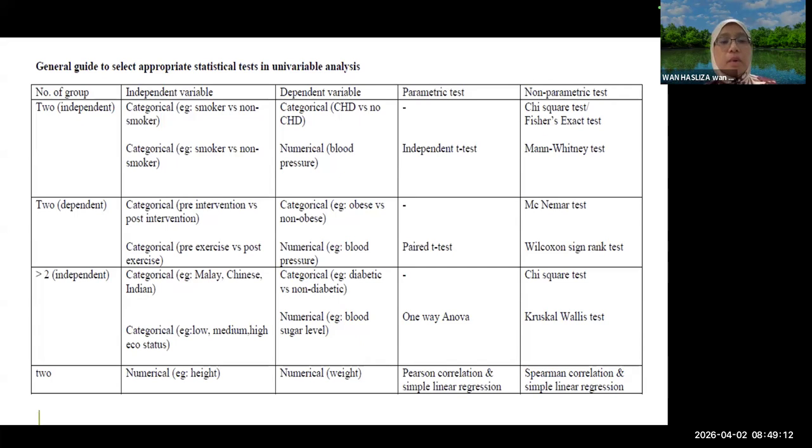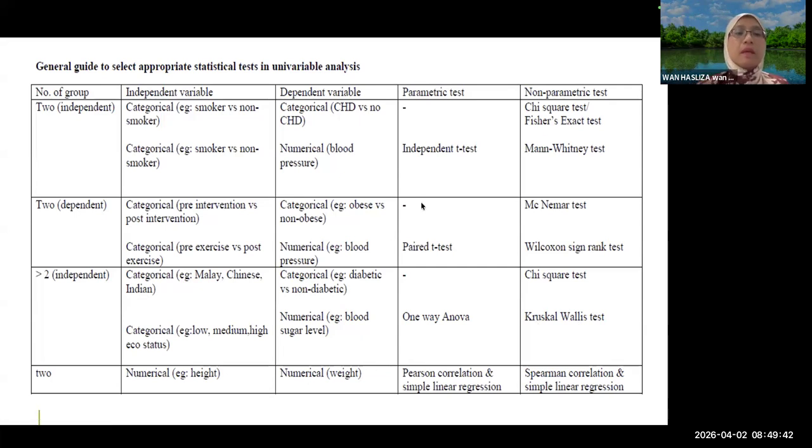Okay. I have more than two groups: Malay, low, medium, high economic status. I have three categories. And then my dependent is blood sugar level, which is numerical. So I have to use now one-way ANOVA. If my data is non-normal distribution, I have to apply the Kruskal-Wallis test.